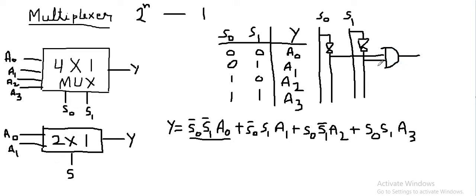right? So here we have another input, which is A0, right? A0. And for this one, S0 complement, S1, so S0 or S0 complement, whatever you say. So S0 complement S1, right? This is for the S1. And here we have A1, right?